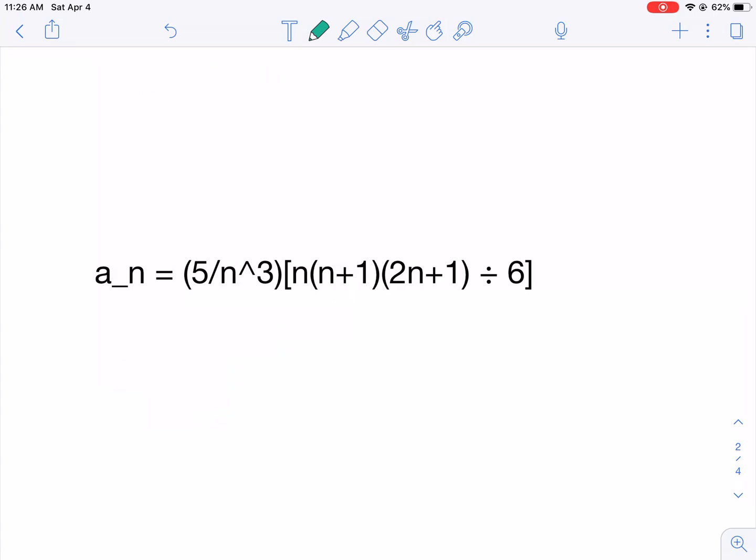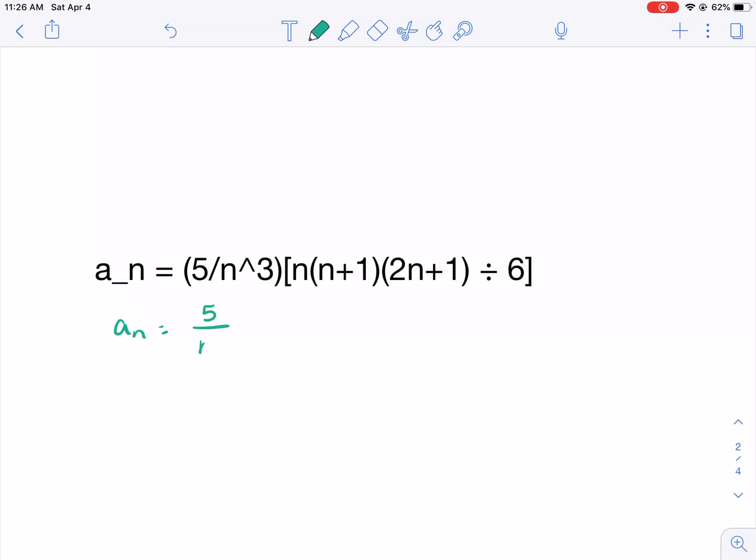Okay, here is a complicated one. We have 5 over n to the third as the first part, and then times n plus 1, 2n plus 1, all over 6. It looks complicated, but it's still not that bad. I want to find the limit as n approaches infinity of a sub n.